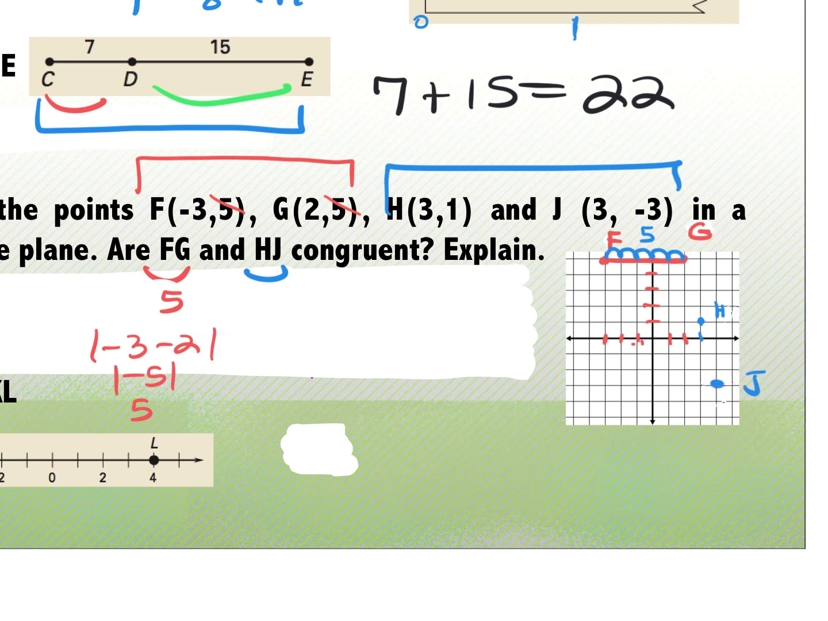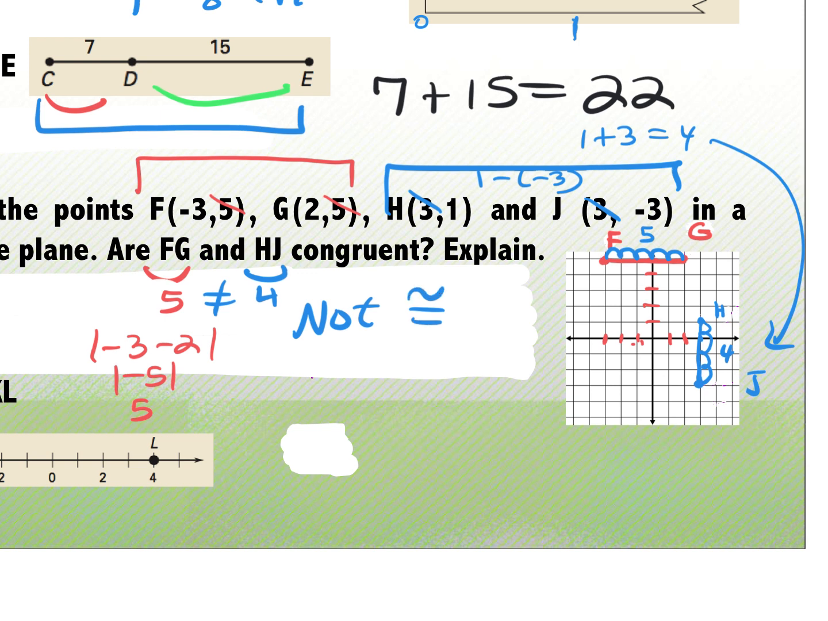And then I'll connect the points. So (+3, -3) is right here. And then I will count the little boxes, 1, 2, 3, 4. Or again, you could subtract and do 1 minus -3, which would give you 1 plus 3, which gives you 4. Same answer I got when I just counted the little squares. So HJ is 4. Because FG is 5 and HJ is 4, and these are not equal, I would say that they are not congruent. And you can either write out the word or put the symbol.